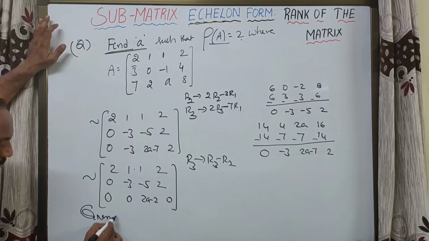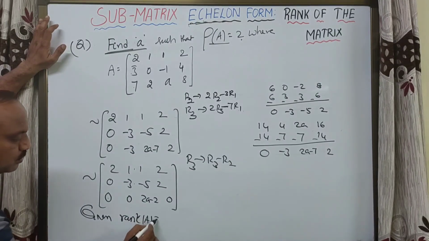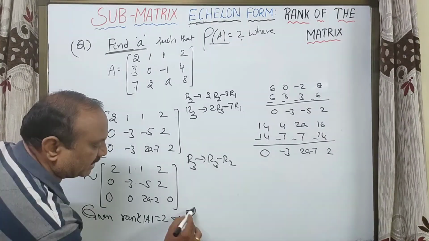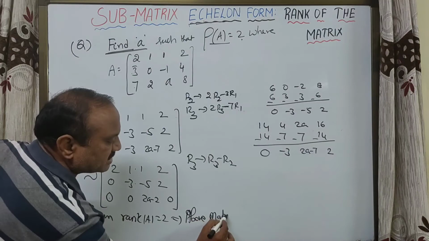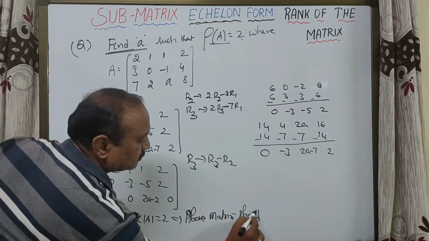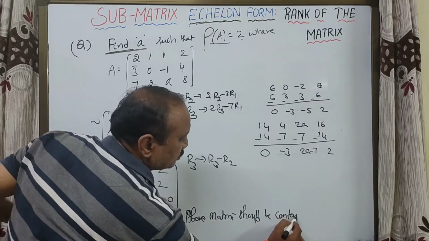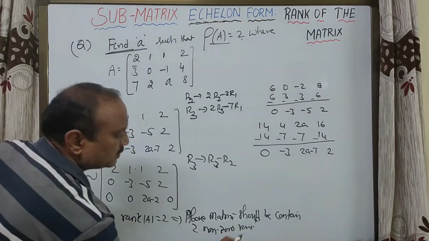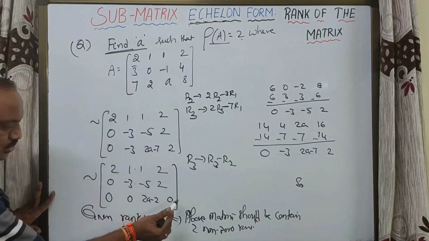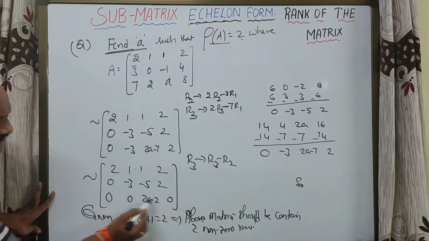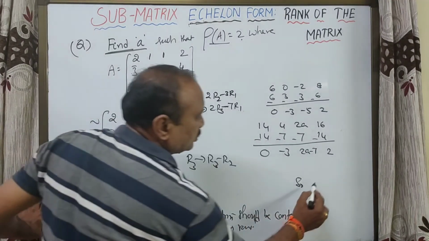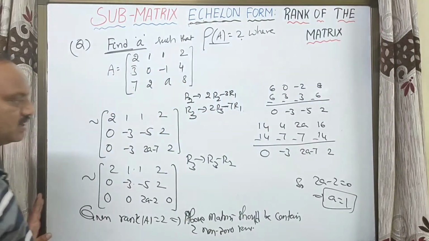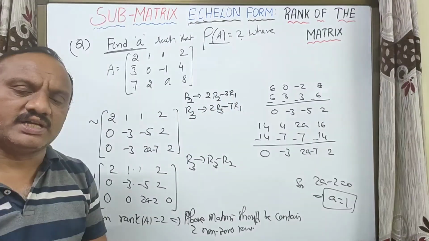Given rank of A equal to 2, this implies the above matrix should contain 2 non-zero rows. So this should be a 0 row. When it is a 0 row, 2a minus 2 equal to 0. 2a minus 2 equal to 0 implies a equal to 1. So like this we calculate the value of a.